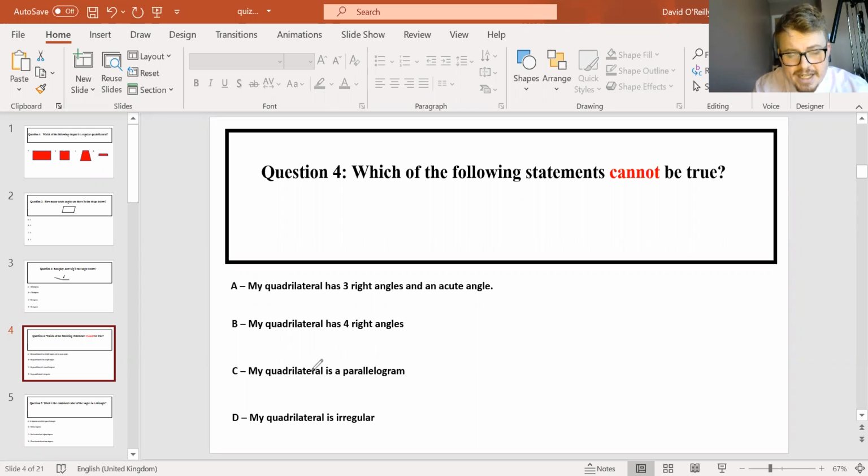So we've deduced B, C, and D. So we know the answer is A, but let's just make sure. My quadrilateral has 3 right angles and an acute angle. Okay, so if a quadrilateral has 3 right angles, now this is not going to be very neat, as you can see already. I can't draw straight. But if we imagine that this angle and this angle is a right angle, well, when I join this side up with this side, it's going to create another right angle. So it's going to have 4 right angles, unless I draw a line diagonally, but then that eliminates this right angle. So it's not possible. A quadrilateral cannot have 3 right angles and an acute angle. Okay.